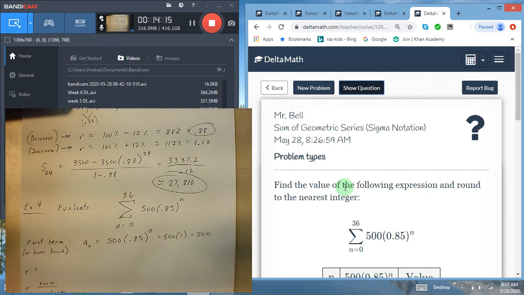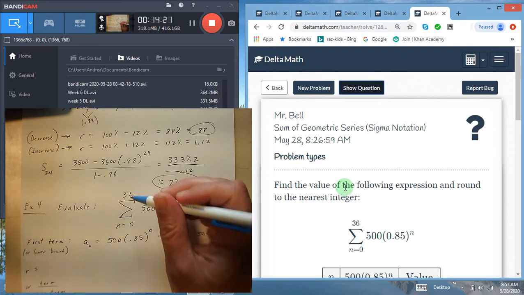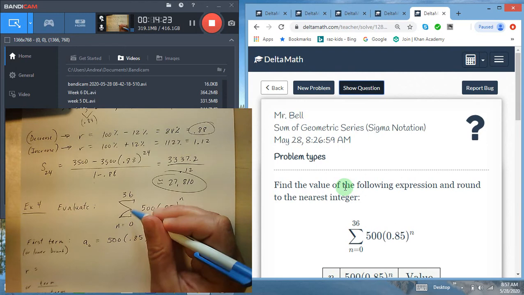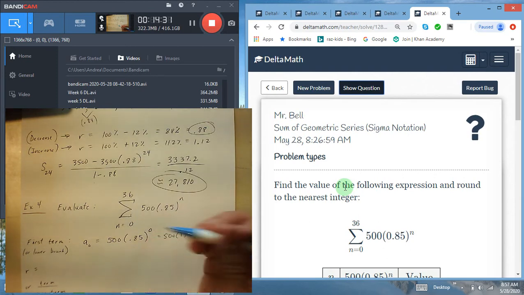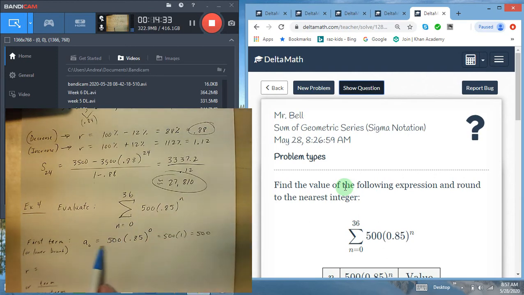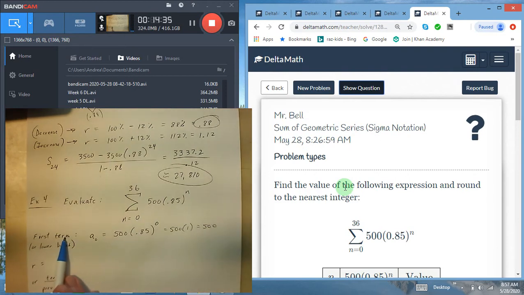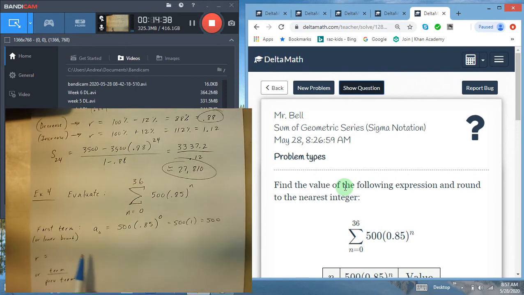Sometimes the first term won't be labeled A1. You've got to be careful of that. That's why saying lower bound is key. This problem could say 15 to 36. If it says from 15 to 36, your first term will be for 15, not A1. So plug in the lower bound, get that number. That becomes our first term of this sum.